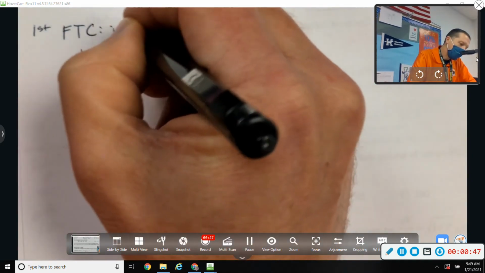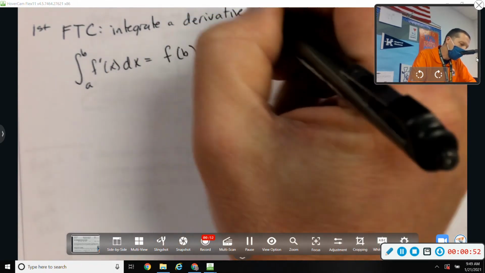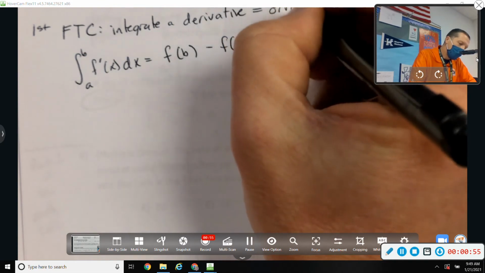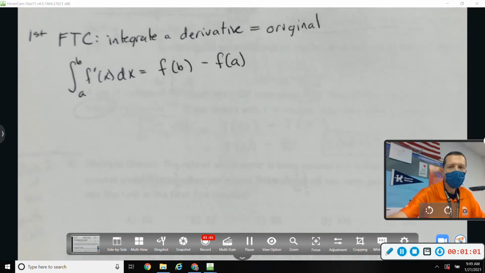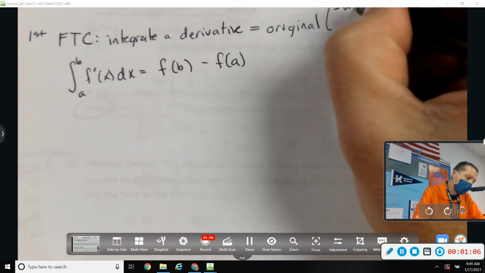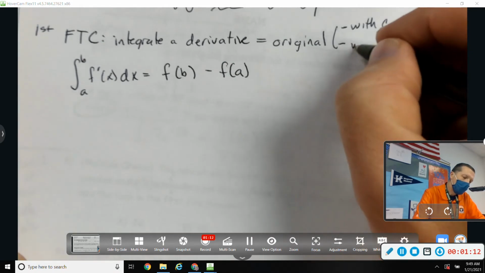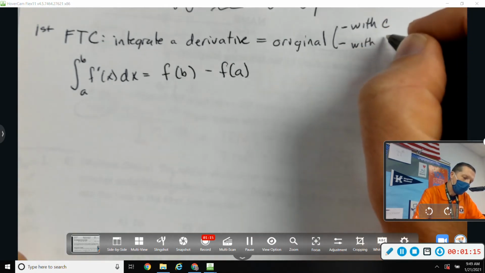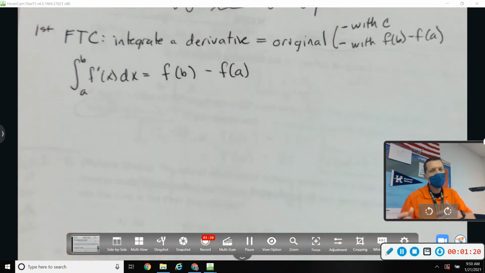Is that really all that intriguing? That if you integrate a derivative, if you antiderivative a derivative, you get back to the original. We need to be a little bit careful either with C or with limits, with f of b minus f of a. So it's not just f of x. You either have the plus c at the end, or you have f of b minus f of a, either one.